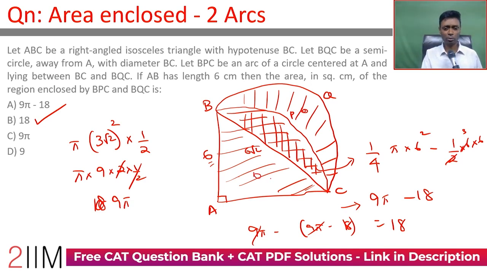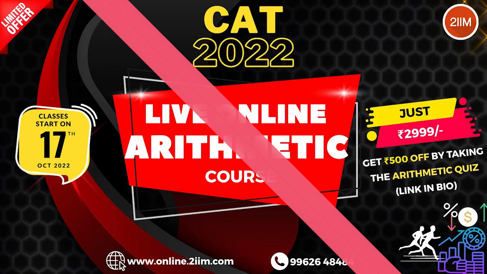It's another way of thinking about it, which is linked to the idea that we're incorporating Pythagoras theorem in some form. So area of this triangle is half into 6 into 6, 18, which is nothing but area of that crescent shaped region.